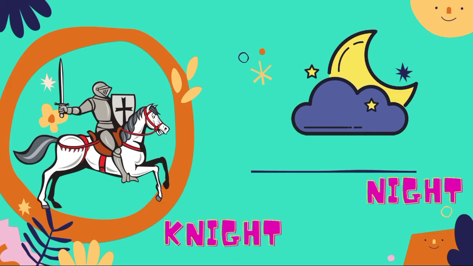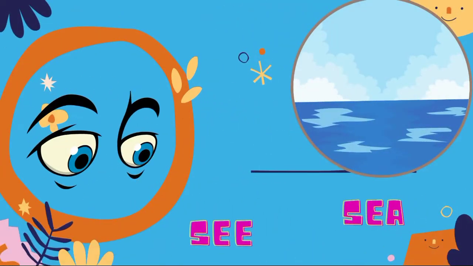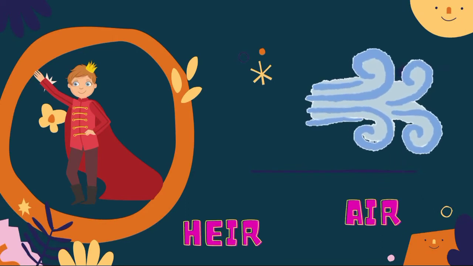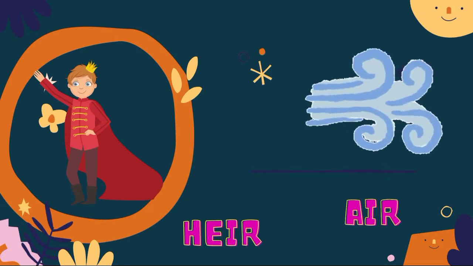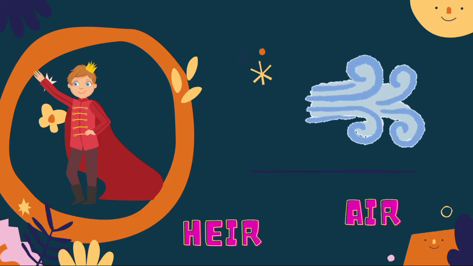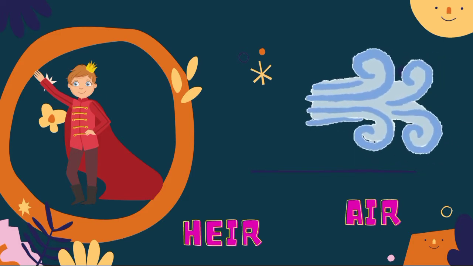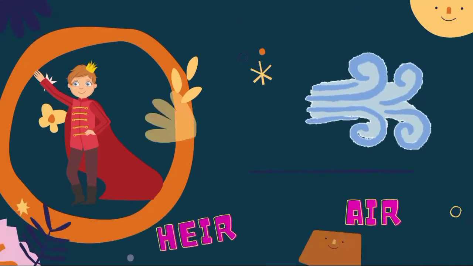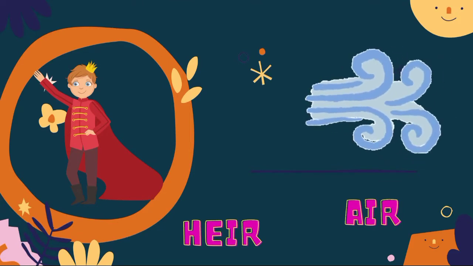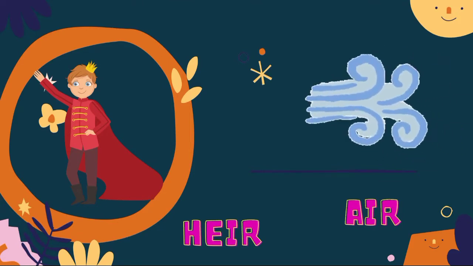All right, the next one is see. The first see refers to sight, used to see with your eyes. The other refers to water, the sea. Okay. Also, we have air and heir. The difference is that the H is actually silent. One is the air that we breathe, while the other is someone who inherits.